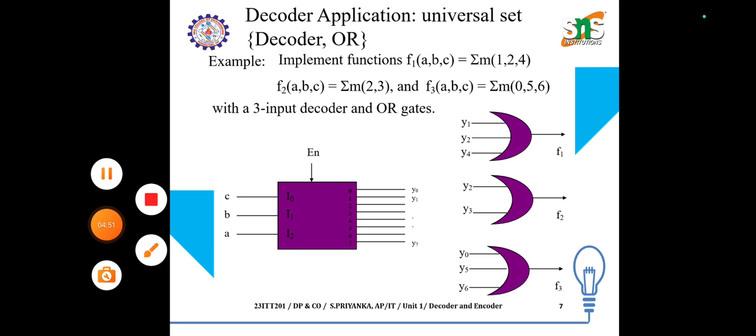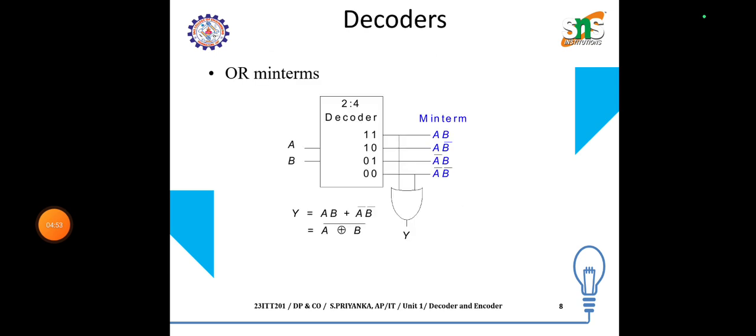This is an example. Next, here this is a 2 cross 4 decoder. Here the various inputs are AB, AB bar, A bar B, A bar B bar. Here Y is equal to AB plus A bar B bar. It is equal to A, and this one is B dash.